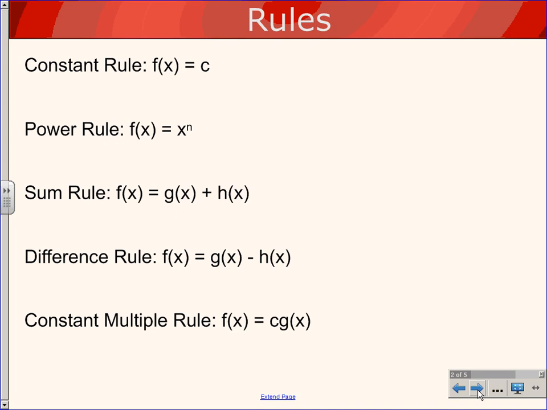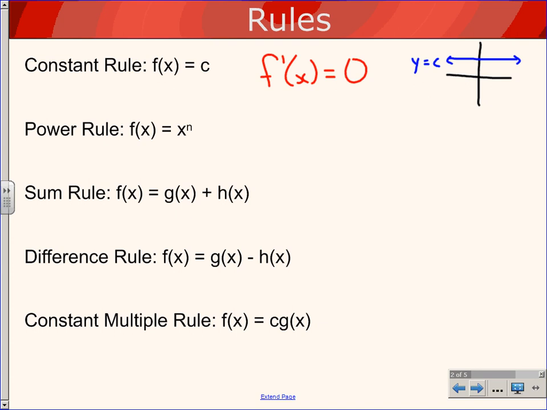It says the constant rule. So if you have a function and it's just equal to a number, just to a constant, then the derivative of that function would just be 0. And that makes a lot of sense, I think, because if you think of what the graph would look like, if it's just equal to a constant, your graph would look like that. It would just be a horizontal line. And of course, the horizontal line would have to have a slope of 0. So that makes sense, I think.